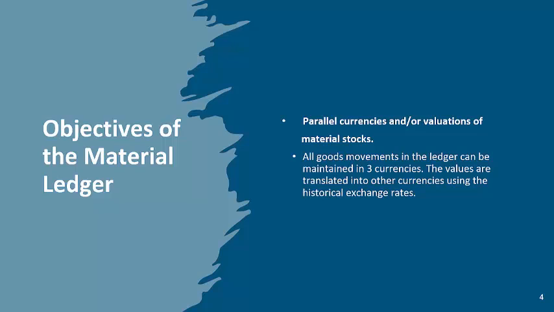Objectives of the Material Ledger. So basic objectives are parallel currencies or valuation of material stocks. All goods movements in the ledger can be maintained in three currencies. The values are translated into other currencies using the historical exchange rate.